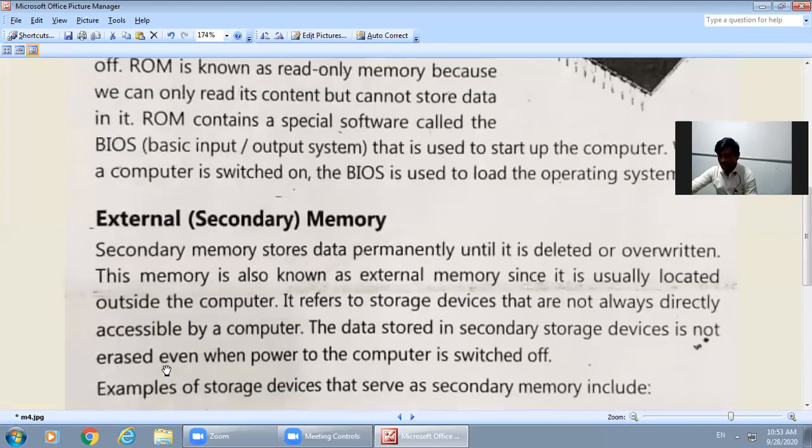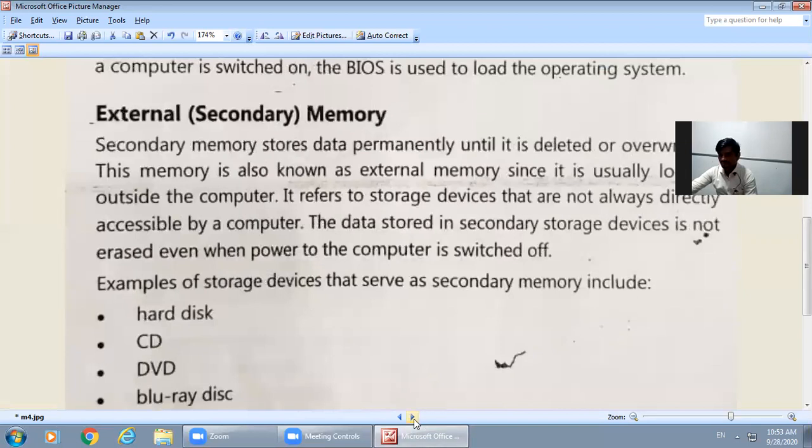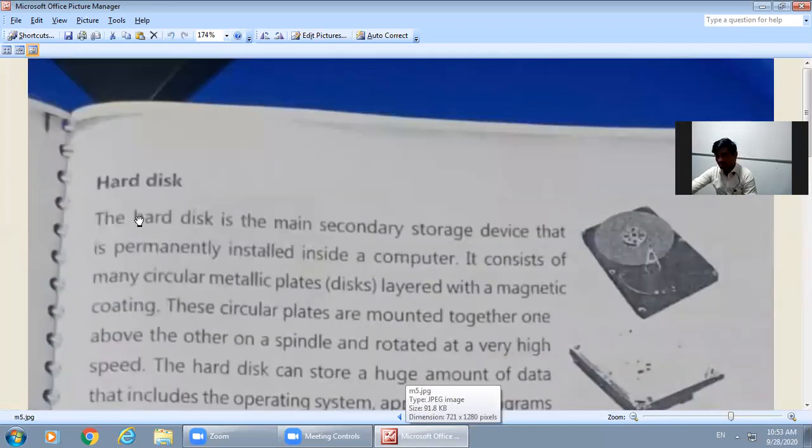Okay, so let's start with hard disks. See, hard disks. I will show you these two hard disks. You know very well, there are two types of hard disks. One is internal and another is external. I will show you about this. See, first of all, the hard disk is the main secondary storage device that is permanently installed inside the computer. See, why is it called the main secondary storage device? The hard disk is the main secondary storage device that is permanently installed in a computer.